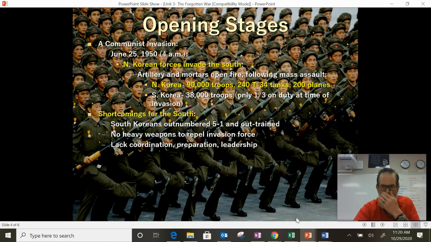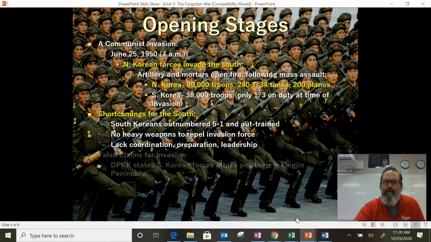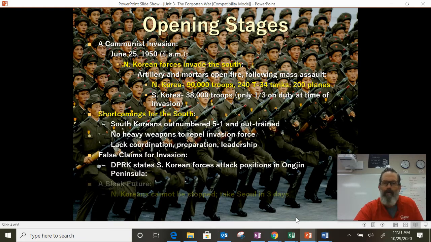They don't have very much communication or technical communication, very little leadership, and unable to coordinate any type of defense. And the North has claimed that the South attacked them, so they're only doing this in retaliation to try to defend themselves. And of course, that was completely false. But the end result is that the North can't be stopped. The South can't protect itself.